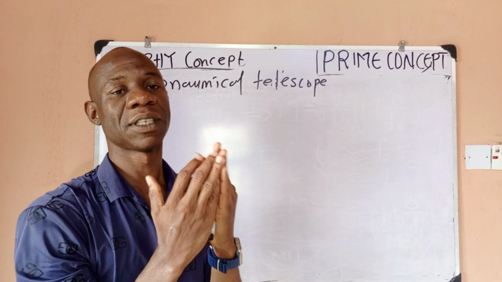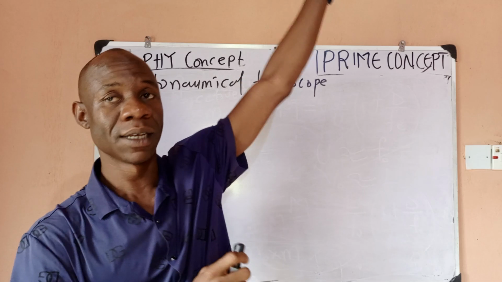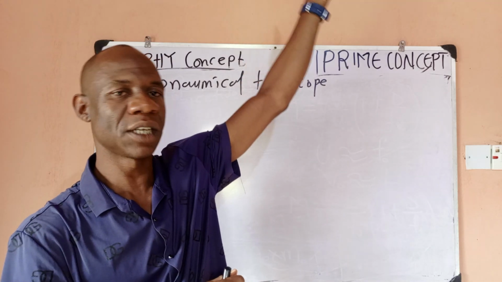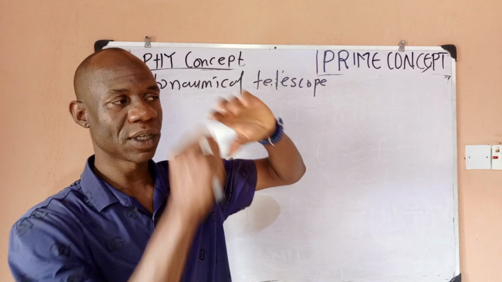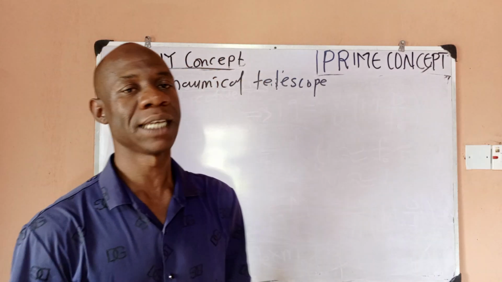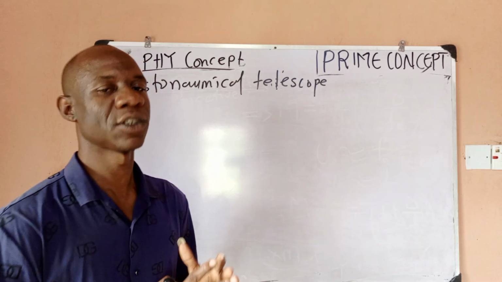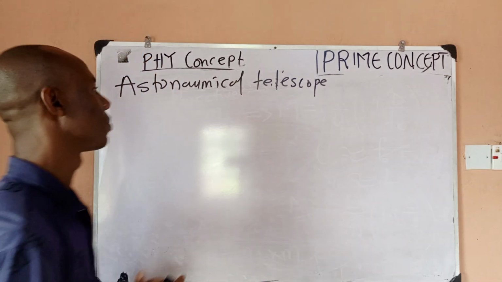Now when we say magnification, it's because compared to what your natural eyes can see, the moon looks very small because it's very far. But when you use the telescope, what you would see is quite bigger than what your naked eyes would see. That's why we say it gives us a level of magnification. So that is a telescope.